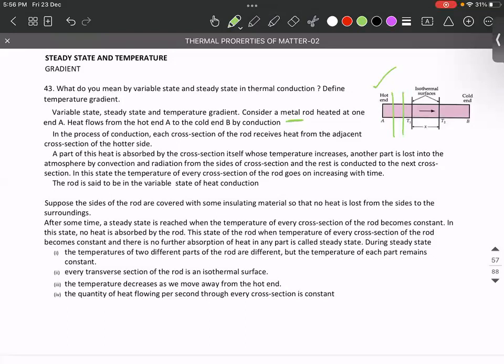So, what happens in steady state condition? If you draw a line perpendicular to the cross sectional area, every point on that line will have a constant temperature. So, don't get confused. Constant temperature is not throughout the rod. Constant temperature is only for that particular cross section. Like a streamline flow, that is called a steady state, right? Same thing. That's why we call it a steady flow. Steady state, right?